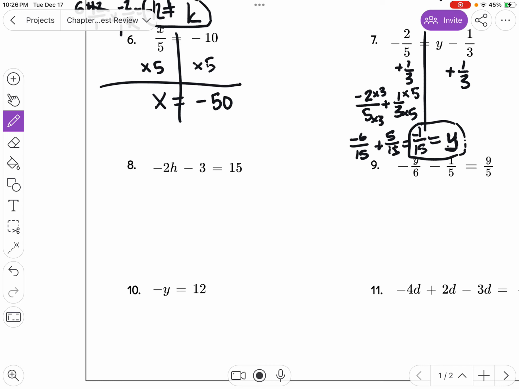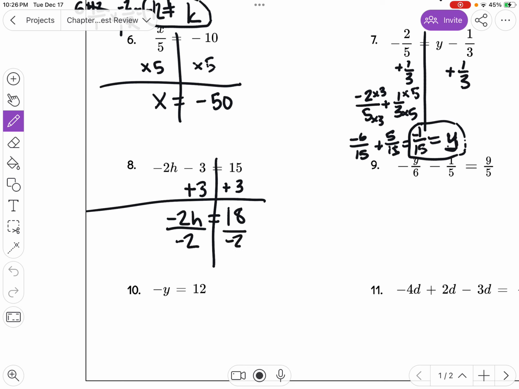Number 8, this is a two-step equation. The first thing we've got to do is any adding or subtracting outside of parentheses. There are none here, so I'm just going to add 3 to start with. This leaves me with -2h is equal to 15 plus 3 is 18. To get rid of that -2h, it's attached, so I've got to divide it off. H is equal to -9.